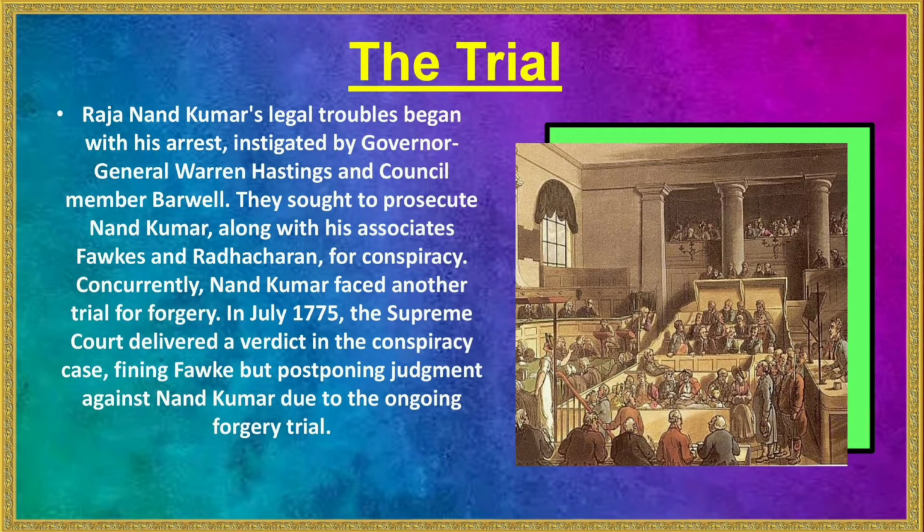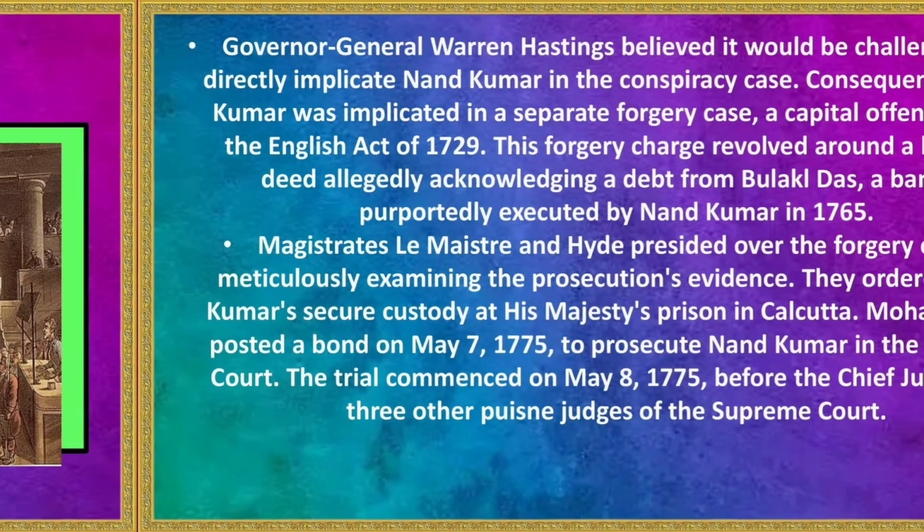The trial of Raja Nandkumar. His legal troubles began with his arrest, instigated by Governor-General Warren Hastings and a council member. They sought to prosecute Nandkumar, along with his associates Fox and Radhacharan, for conspiracy. Concurrently, Nandkumar faced another trial for forgery. In July 1775, the Supreme Court delivered a verdict in the conspiracy case, fining Fox but postponing judgment against Nandkumar due to the ongoing forgery trial.